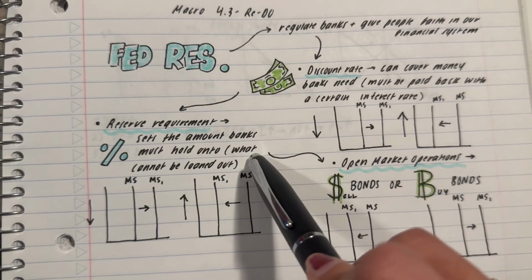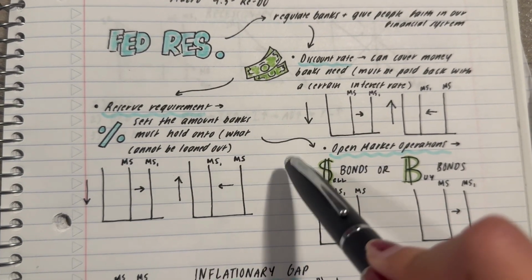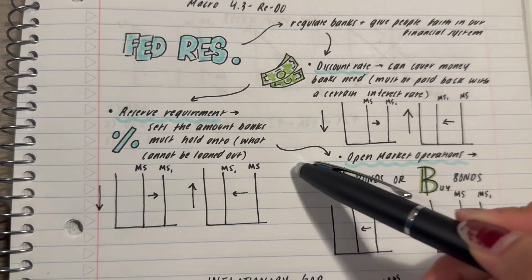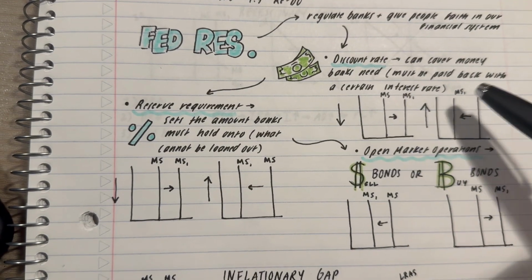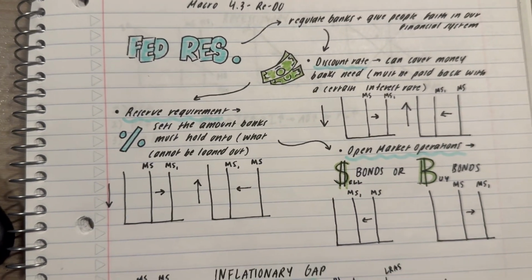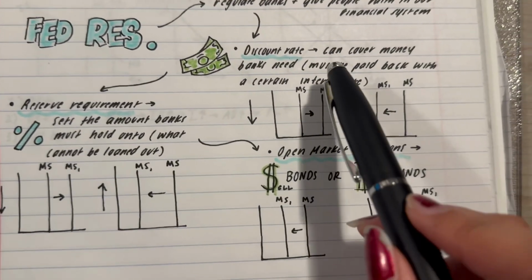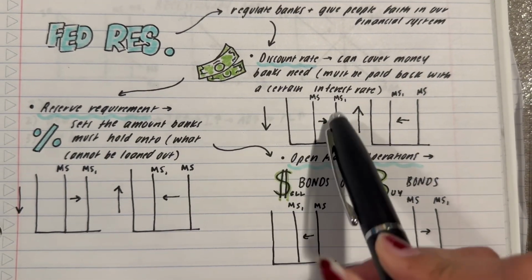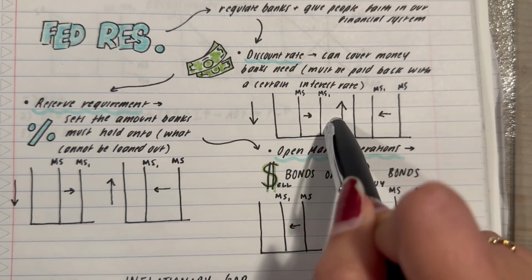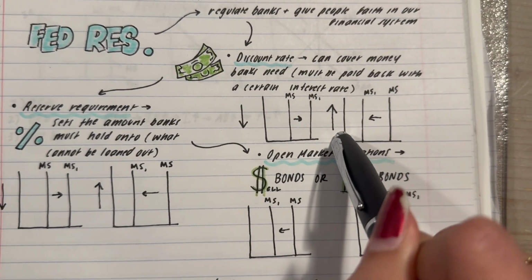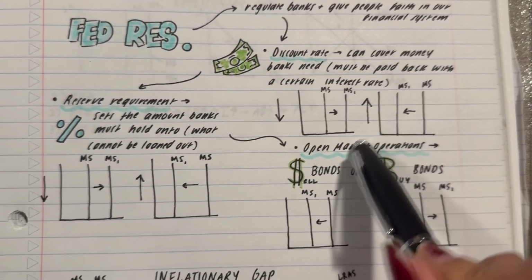Whereas with the reserve requirement, they set the percentage that banks must hold on to, which means that they can't loan this percentage out. And then in order to control the money supply, with the discount rate, they can decrease that, which will shift to the right, or increase the money supply. They can increase the discount rate, which will decrease the money supply.